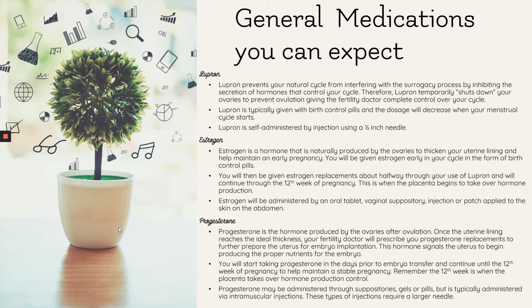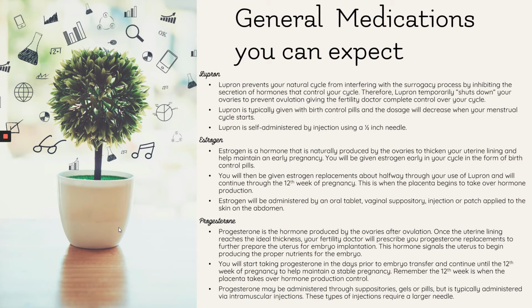Lastly is progesterone. Progesterone is the hormone produced by the ovaries after ovulation. Once the uterine lining reaches the ideal thickness, your fertility doctor will prescribe you progesterone replacements to further prepare the uterus for embryo implantation. This hormone signals the uterus to begin producing the proper nutrients for the embryo. You will start taking progesterone in the days prior to the embryo transfer and continue until the 12th week of pregnancy to maintain a stable pregnancy. Remember, the 12th week is when the placenta takes over hormone production and control.